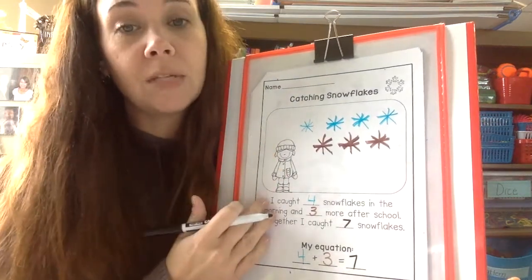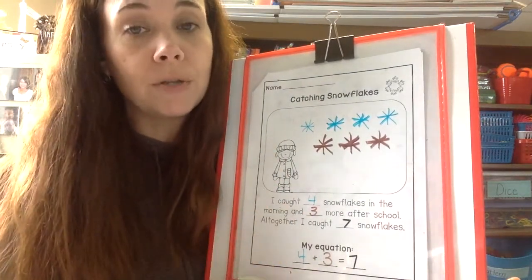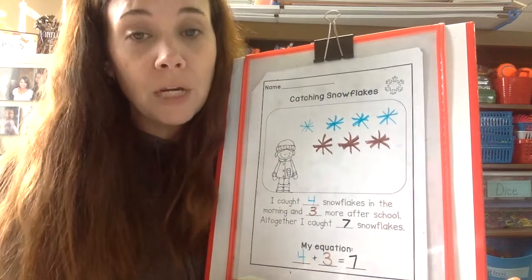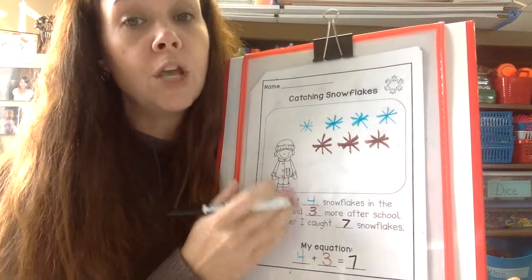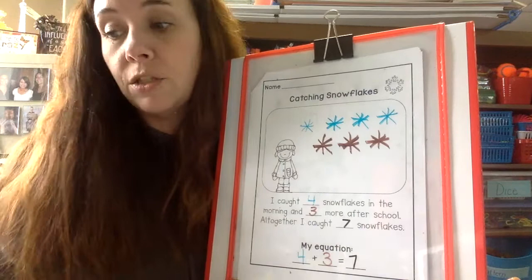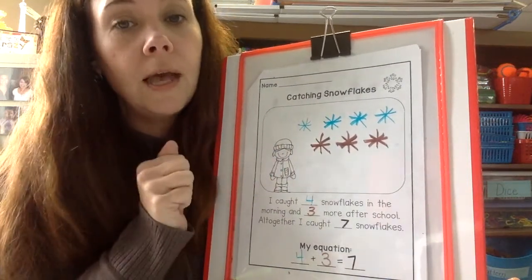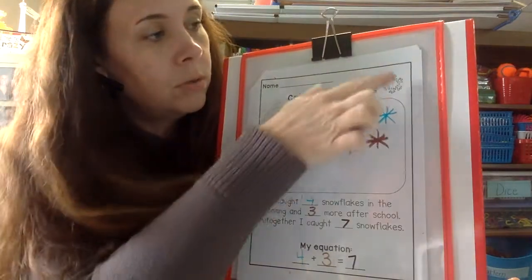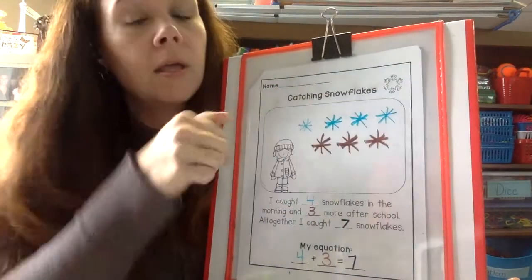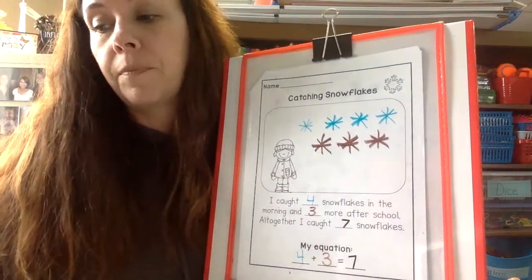Now, you can use the same numbers I did, or you can make up your own numbers if you want to. You just have to make sure that whatever numbers you use, you add them up correctly to get the answer. You can also color your little guy right here if you want to, or your snowflake up here, however you want to do it.